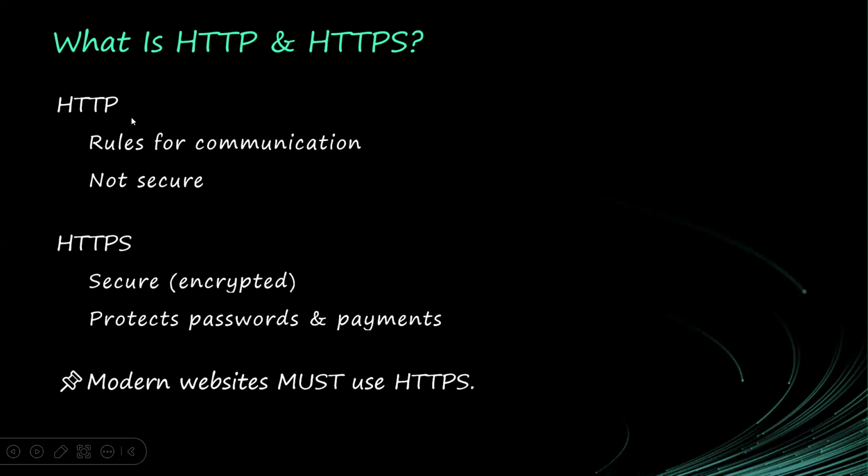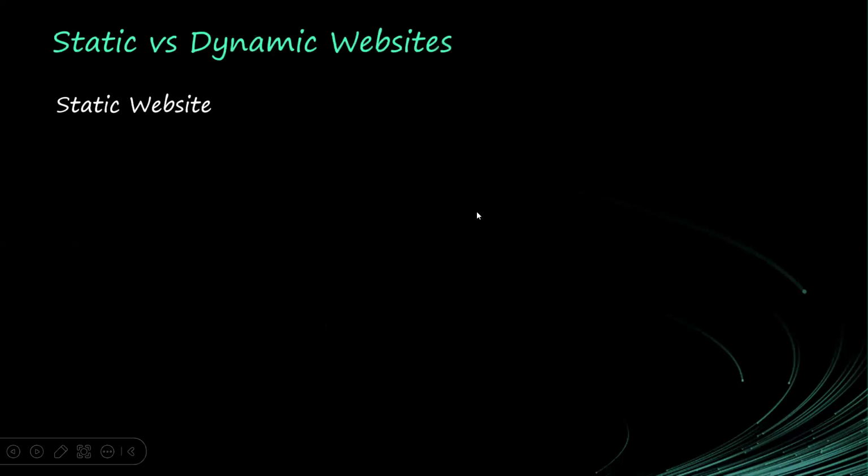HTTP is not secured, but HTTPS is secured. So wherever you see HTTPS in front of any URL, know that that communication is protected. Hackers cannot hack it. So HTTPS is secure. It protects passwords and payments. So whenever you go to any website and you don't see HTTPS, you only see HTTP, don't continue with that website. It is not protected. So modern websites must use HTTPS.